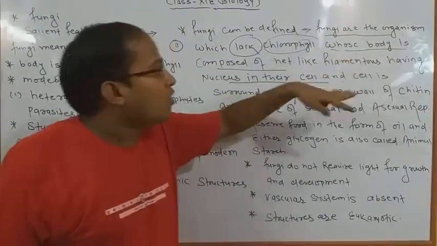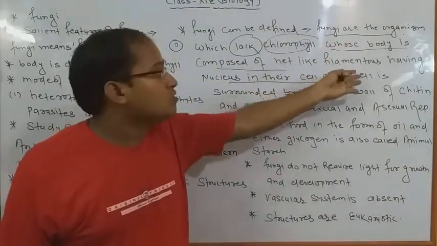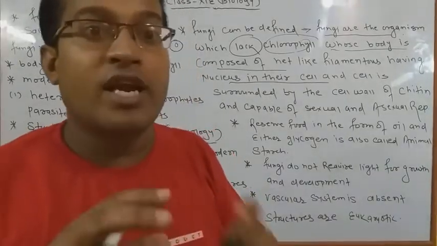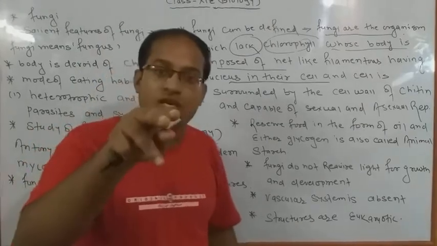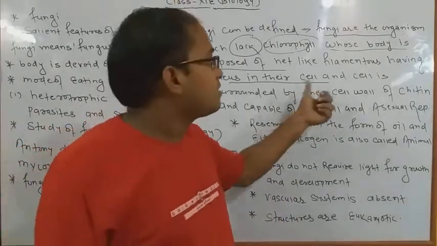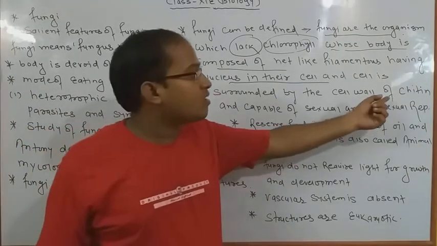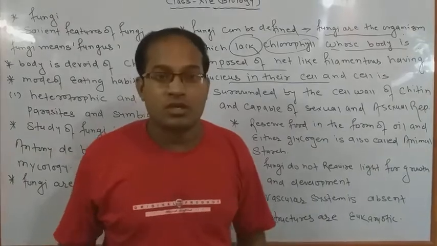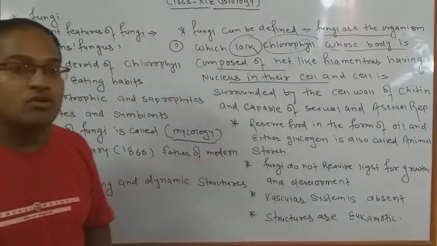Fungi are the organisms which lack chlorophyll, whose body is composed of net-like filaments, and having a nucleus inside the cells. The cell wall is surrounded by a further cell wall that is made up of chitin, and they are capable of sexual and asexual reproduction. That is the exact definition of fungi. So you all have to make it in your copy.